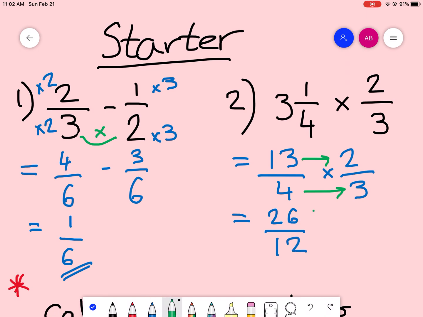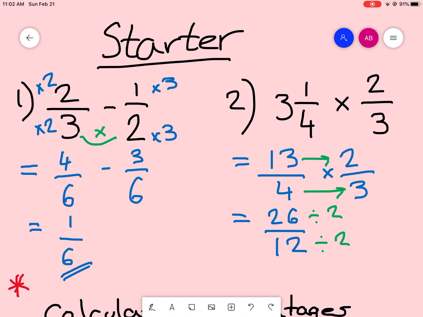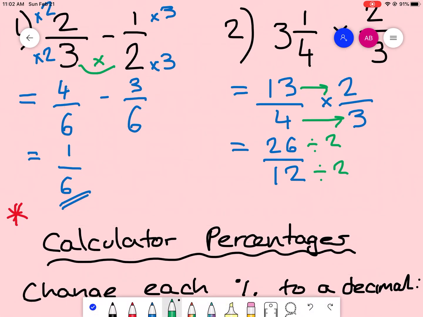The only thing we do need to watch out for with dividing or multiplying, or indeed adding or subtracting as well, is whether we have to simplify at the end. So in this case we can divide both top and bottom here by 2, giving us a final fraction of 13 over 6. Now that could be your final answer. If you wanted to change it to a mixed number for some practice on that, then you would say, well, 6 goes into 13 2 whole times with a remainder of 1, and we put that over our 6. Okay.